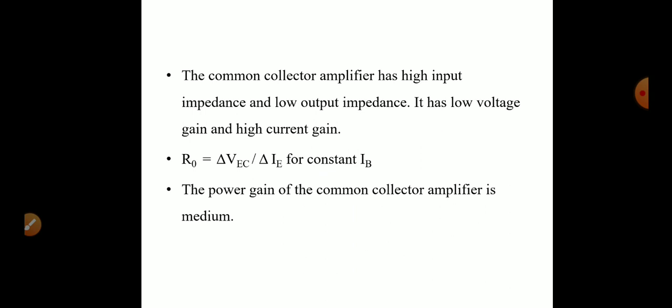It has low voltage gain and high current gain. Common collector configuration is mainly used to measure the AC output resistance. Output resistance can be defined as the ratio of change in collector emitter voltage, here the output voltage, divided by output current, which is the change in emitter current for a constant input current, the base current. The power gain of common collector amplifier is medium.